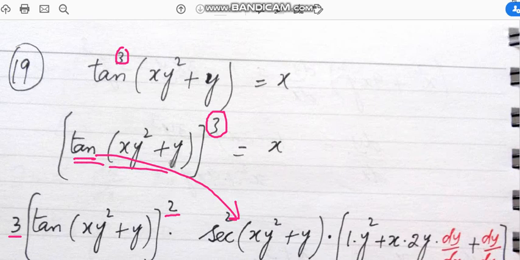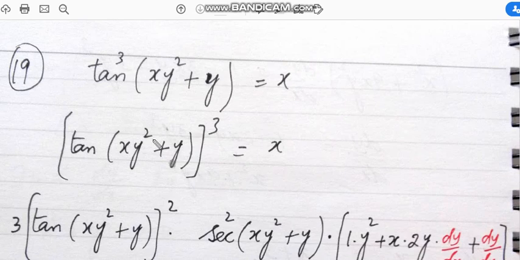Here the derivative of the angle, the first term is product of the terms, so its derivative will be taken with the help of product rule. Derivative of x will be 1, then y square as it is, then x as it is, derivative of y square, that is 2y, and then the function without power is this y, so its derivative will be dy by dx. Then derivative of this y, that is again dy by dx, and then derivative of x will be 1.